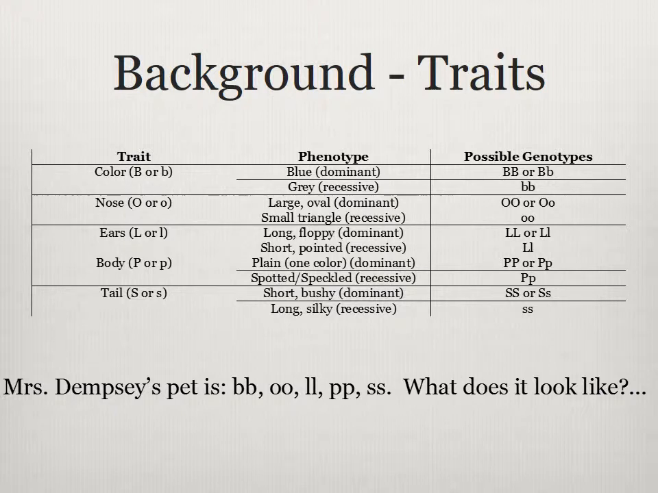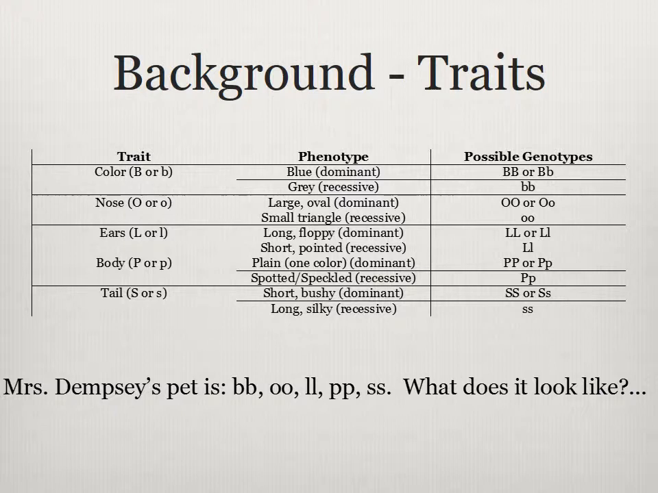So my pet, Mrs. Dempsey's pet, is little b. So what color is that? It's going to be gray if you use the chart. My pet's nose is little o. What nose is that? That's a small triangle nose. My pet's ears are little l. That is short pointed ears, and actually I need to fix that. So on your rubric, fix that. That short pointed should be little l, not big L little l.